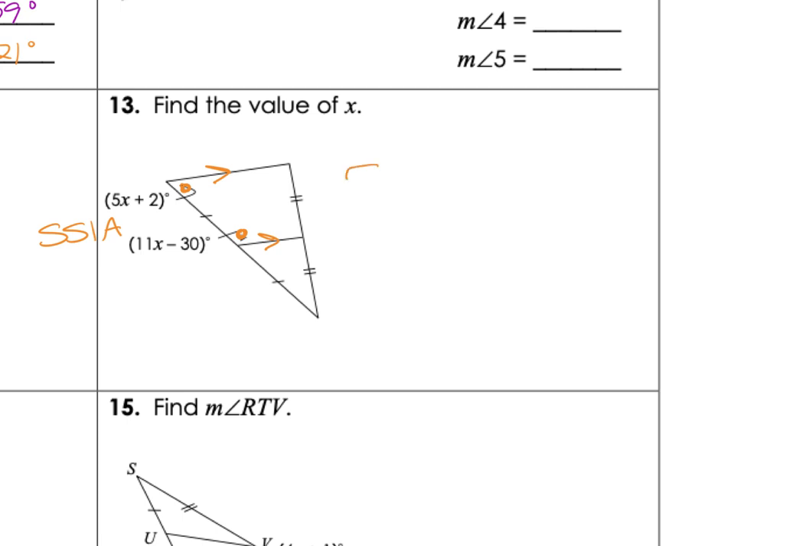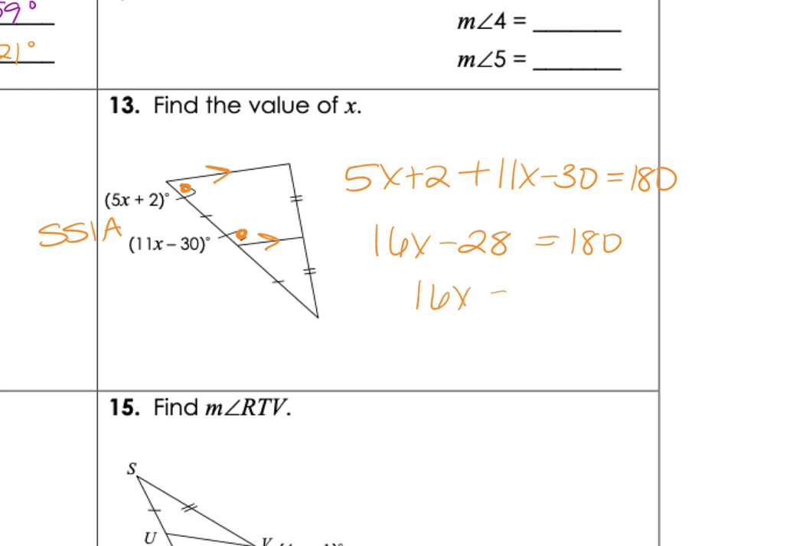Yes, they're supplementary. So you're going to go 5x plus 2 plus 11x minus 30 equals 180. Okay, and then solve that. So 16x minus 28 equals 180. Add your 28. So 16x equals 208. And then divide by 16. That comes out to 13.